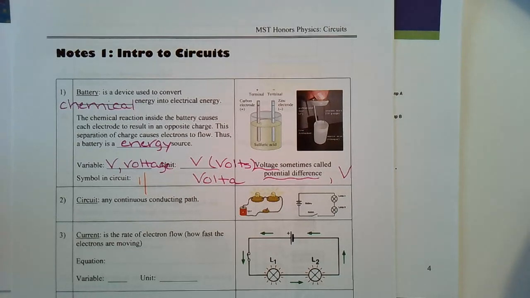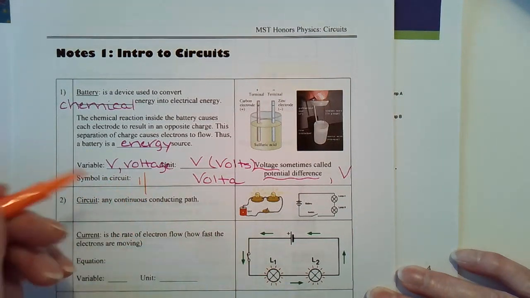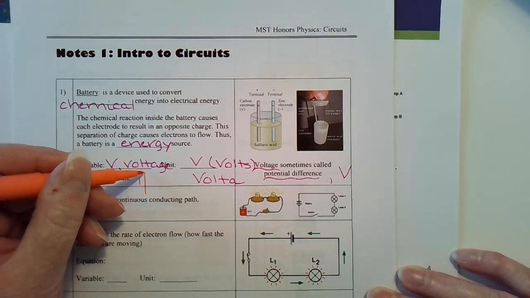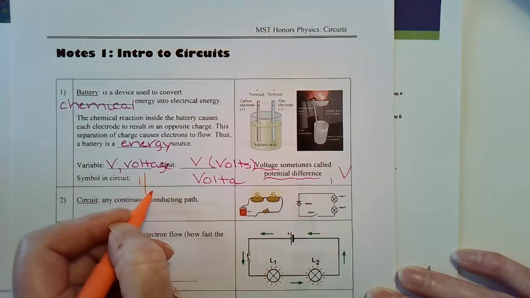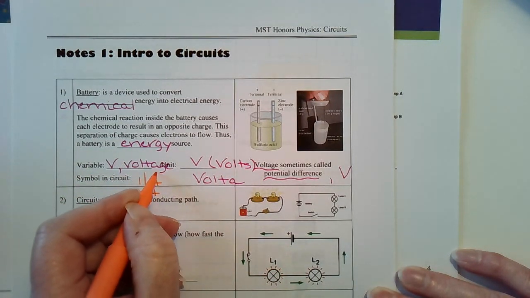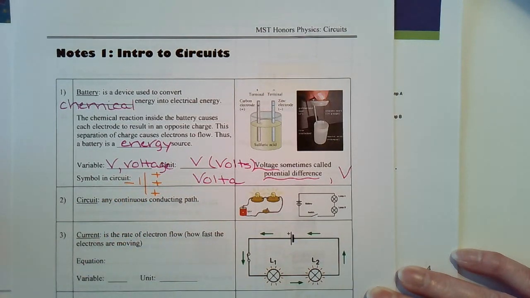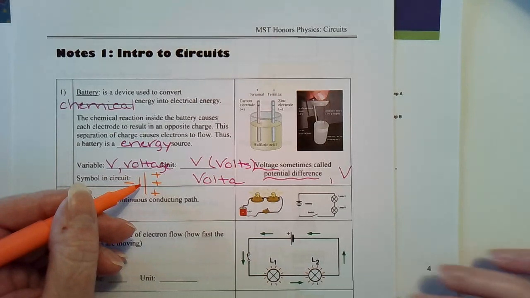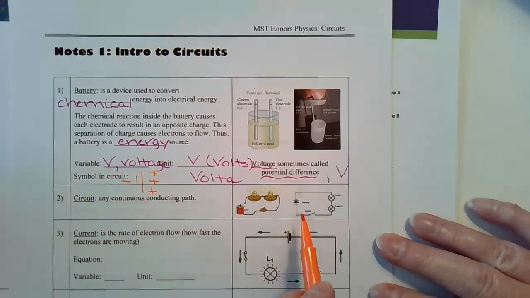When we start drawing circuits and we want to put a battery in a circuit, this is the symbol that we use. We use a little line and then a longer line. And you need to know that the longer line is the positive side of the battery and the shorter line is the negative side. I remember that because the shorter side looks like a negative sign. And so I can see that.